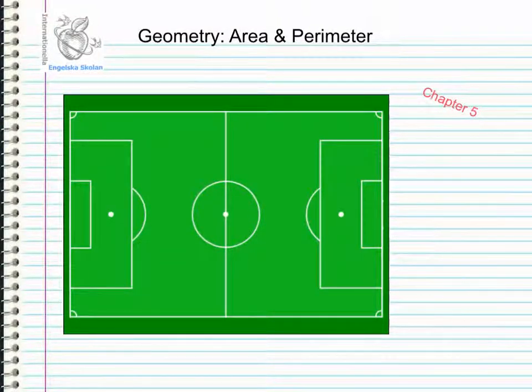Today we'll be looking at area and perimeter. Chapter 5 is a good reference in the Alpha book if you want to find out more information. We can see the area and the perimeter quite easily on this football pitch.